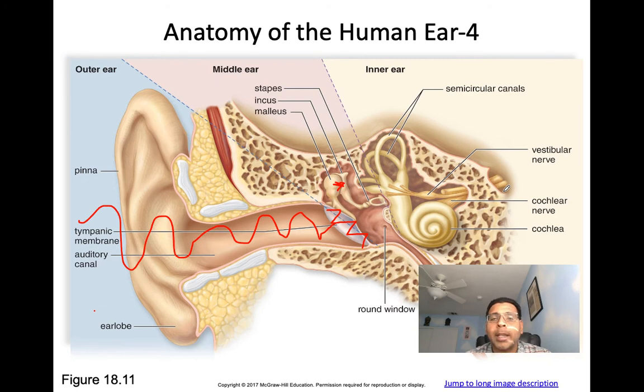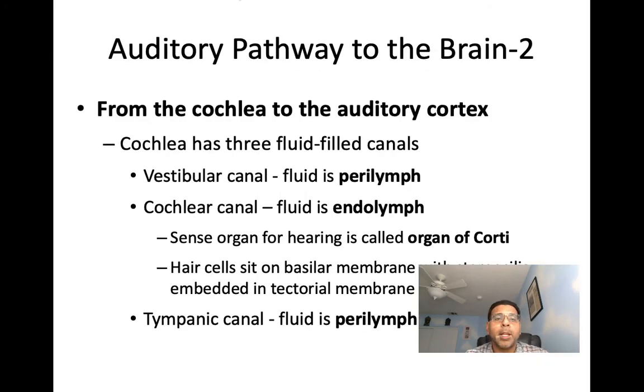So we'll look at that in full detail. Now here we can see from the cochlea to the auditory cortex. The cochlea is going to have three fluid-filled canals. One is called the vestibular canal, the other is called the cochlear canal, and the third is the tympanic canal. The vestibular canal and the tympanic canal are both filled with perilymph.